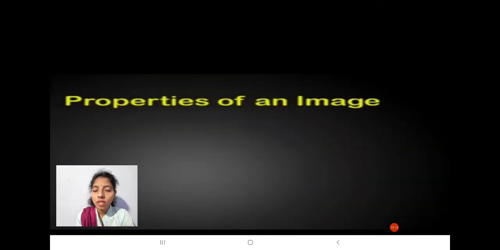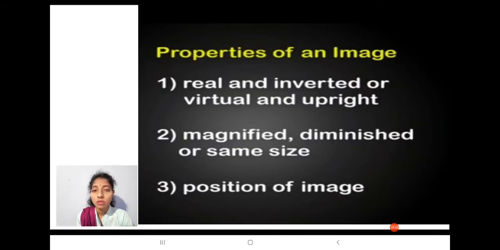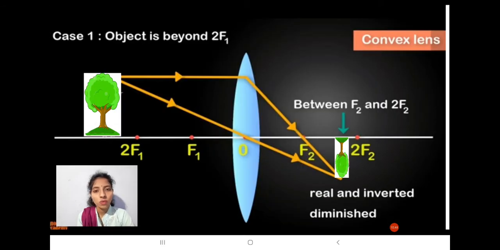Now what are the properties of an image? The image properties are real and inverted, or virtual and upright; magnified, diminished, or same size; and the position of the image. These are the properties of an image. Now we are going to check the properties of the image for case 1.